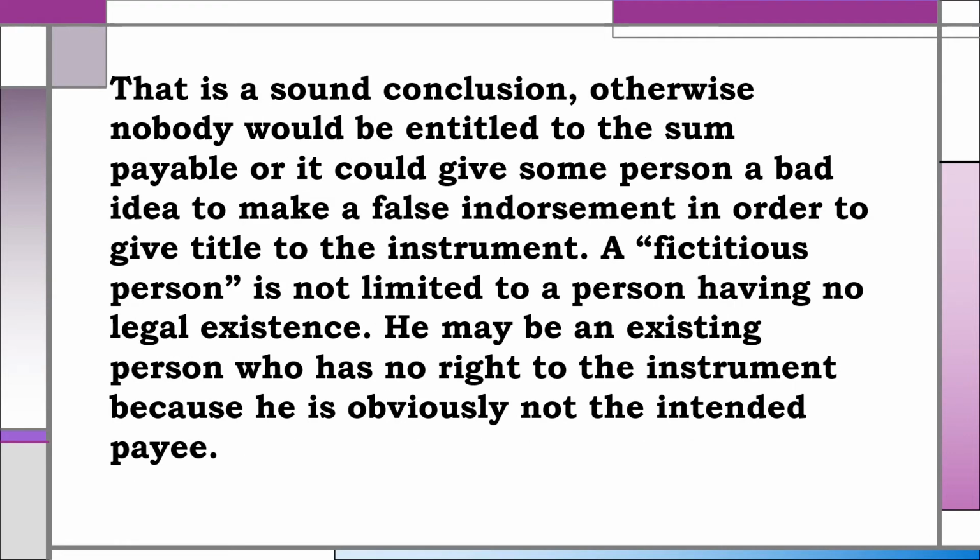That is a sound conclusion, otherwise nobody would be entitled to the sum payable, or it could give some person a bad idea to make a false endorsement in order to give title to the instrument. A fictitious person is not limited to a person having no legal existence. He may be an existing person who has no right to the instrument because he is obviously not the intended payee.